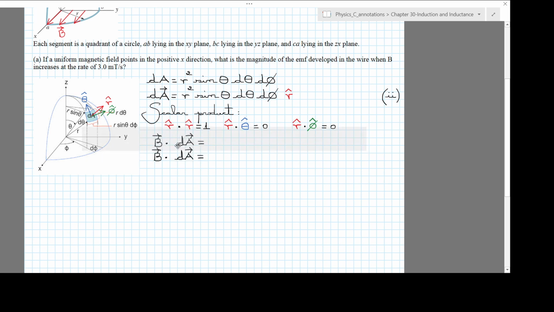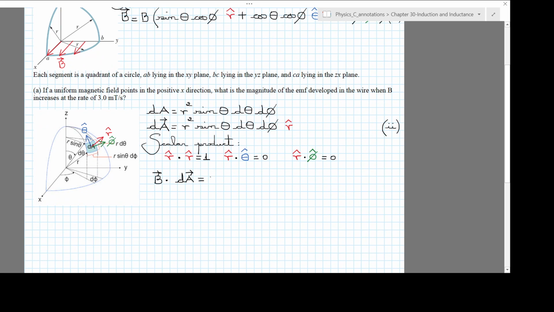only those terms here, that is B sine theta cosine phi, and then these terms here from the dA. Let's write everything already. So this is going to be B R squared sine theta cosine phi, cosine phi d theta d phi. Okie dokie.